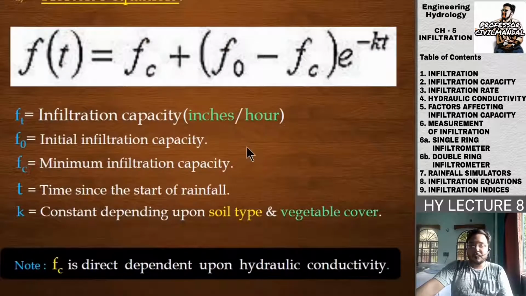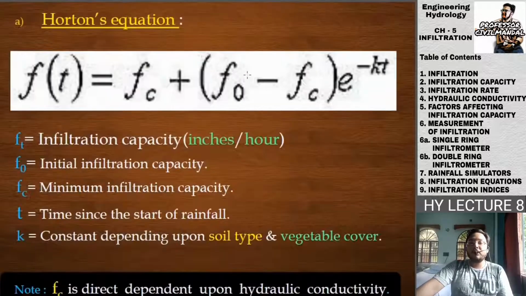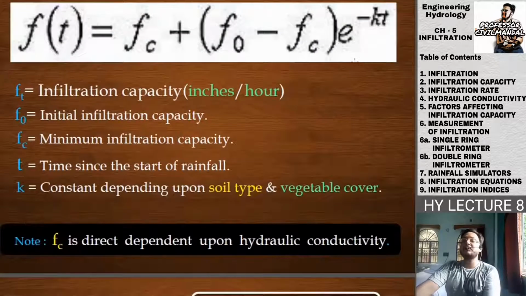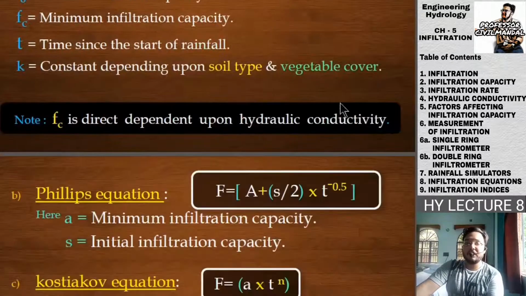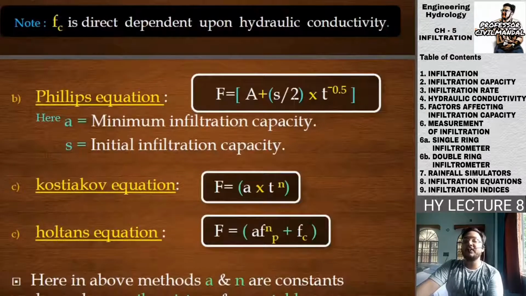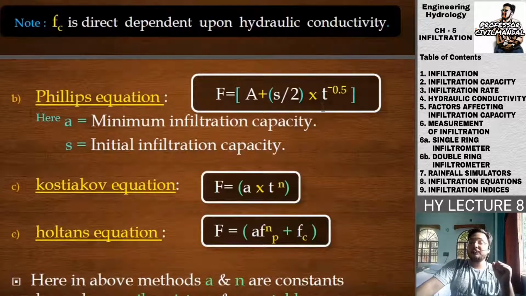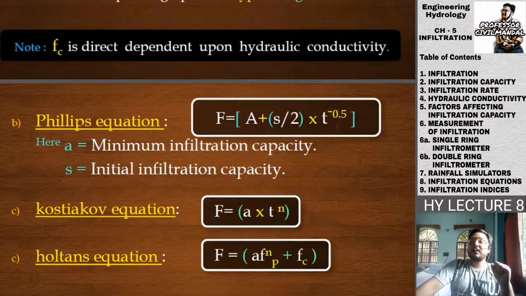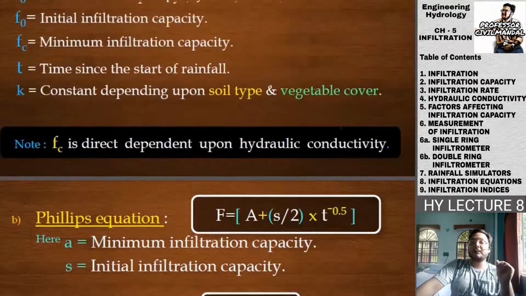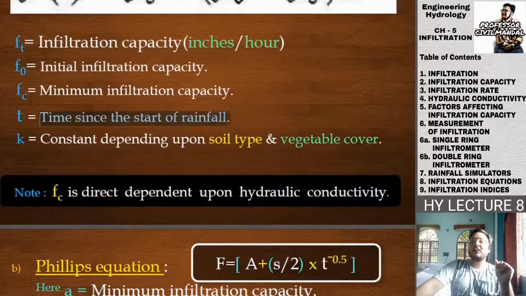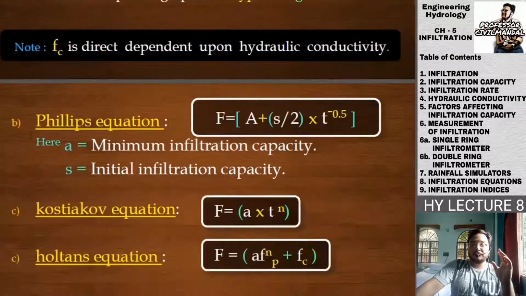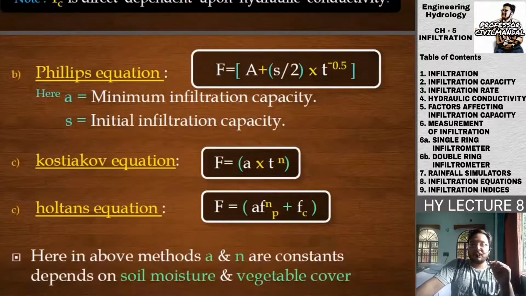Again, here Horton got the initial infiltration capacity, and he was subtracting the minimum infiltration capacity from it, and multiplying it with some exponential terms. But Phillips is not doing the same thing. He is dividing the initial infiltration capacity by 2, and multiplying it with the time factor t to the power minus 0.5. T is again the time since the start of rainfall. T has the same significance as in Horton's equation. So this is our Phillips equation.